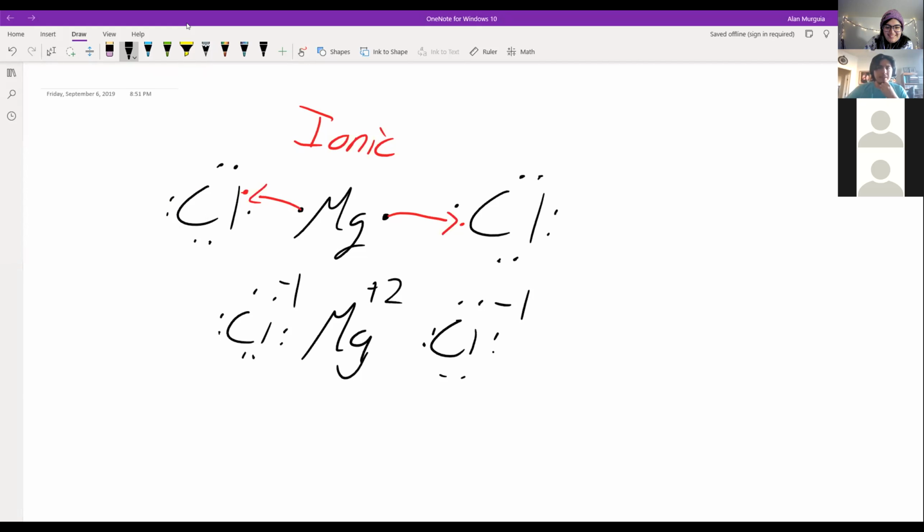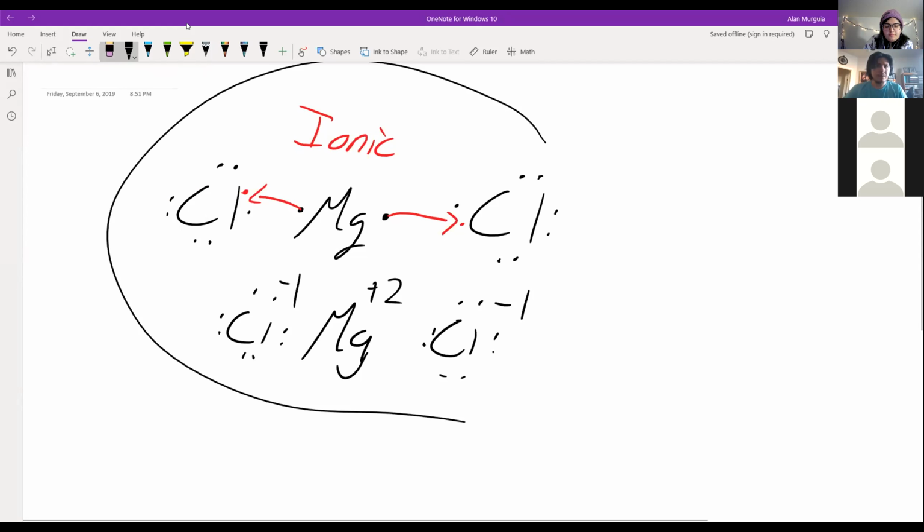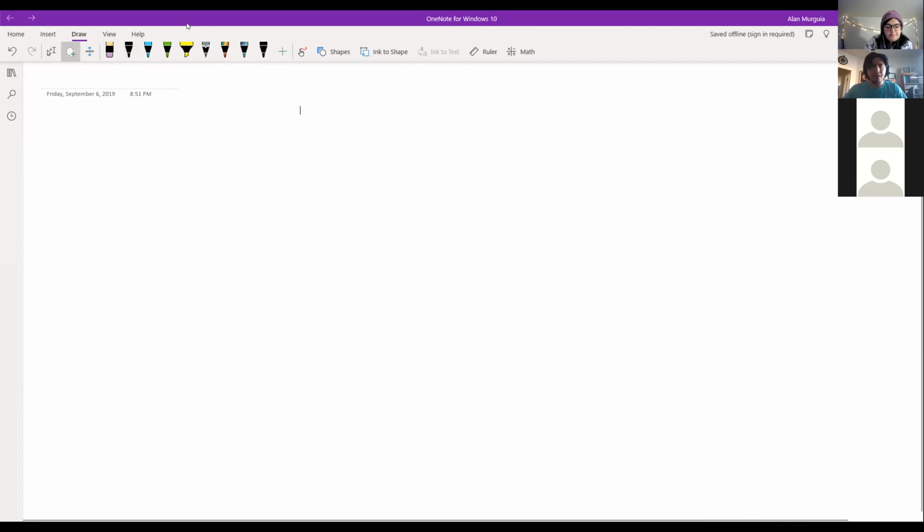So this is the basics for your ionic bonding, where one gets smaller and becomes positive, while the other gets negative because it gains those electrons. So now that we have ionic bonding out of the way, let's focus on covalent bonding. And what happens to electrons when you bond covalently?